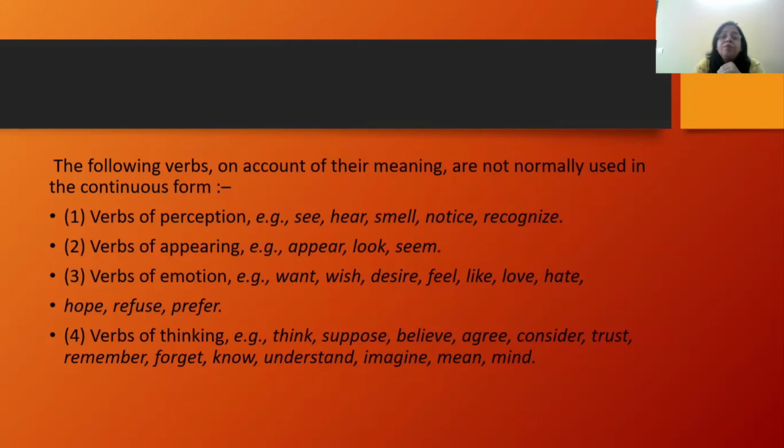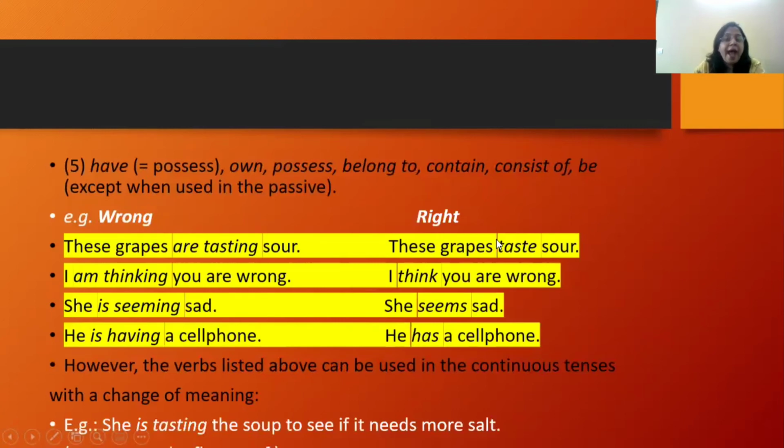Then verbs of appearing, like appear, look, seem, we do not write in the continuous form. Verbs of emotion: want, wish, desire, feel, like, love, hate, hope, refuse, and prefer. And the last one is verbs of thinking. For example, think, suppose, believe, agree, consider, trust, remember, forget, know, understand, imagine, mean, mind. Normally we do not use the continuous form of all these verbs. Next, have. Have means possess, own, belong to, contain, consist of, be, except when used in passive voice.